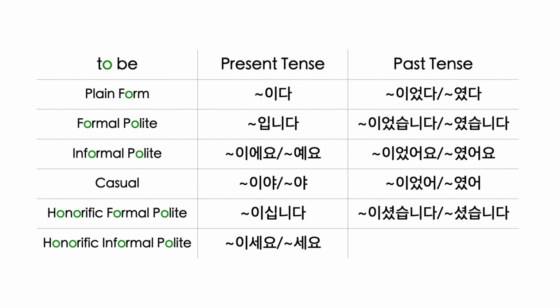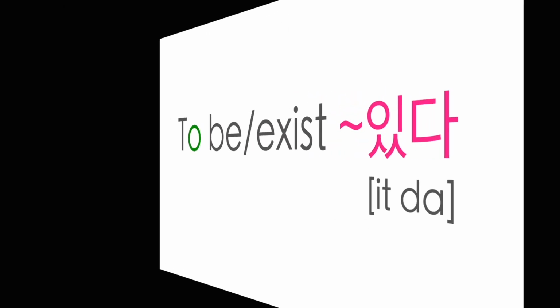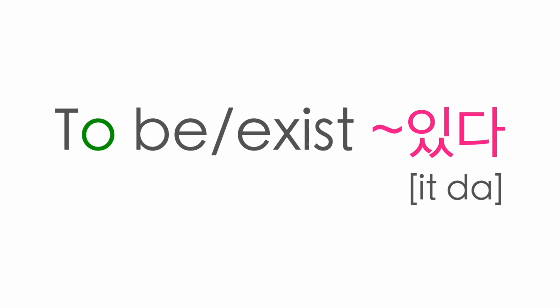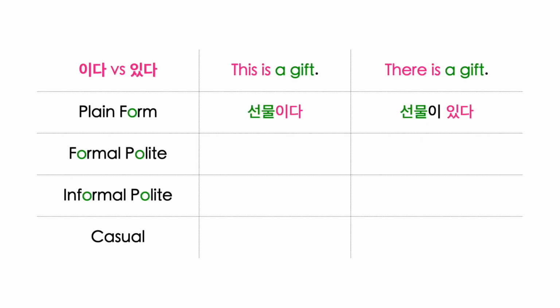In the honorific formal polite way, 이셨습니다, 셨습니다. In the honorific informal polite way, 이셨어요, 셨어요. When using verb to be in terms of existence, there's a different verb in Korean, which is 있다. Let's take a look at how verbs 이다 and 있다 are used differently.